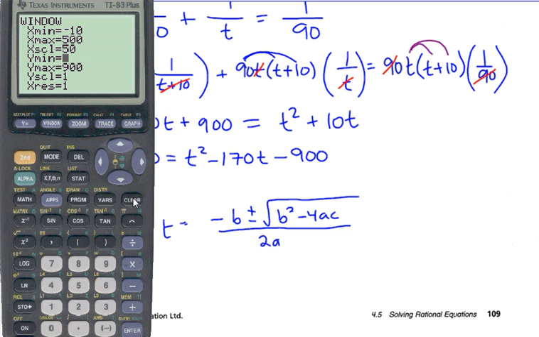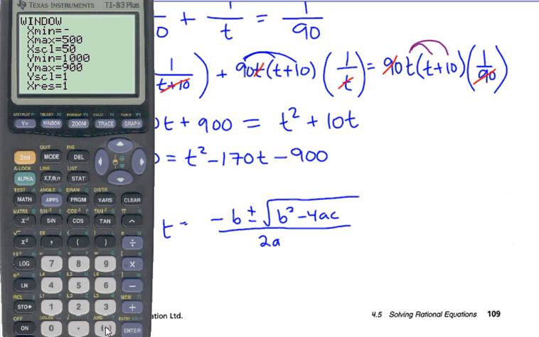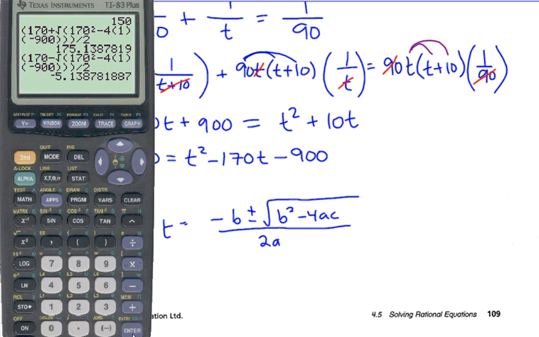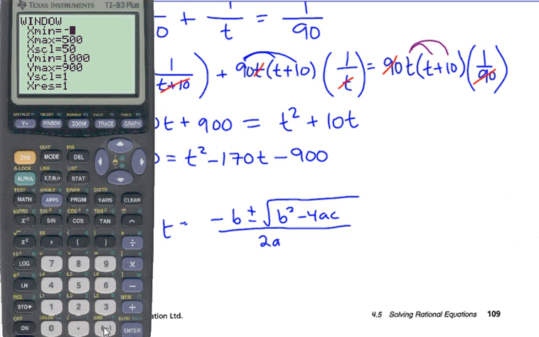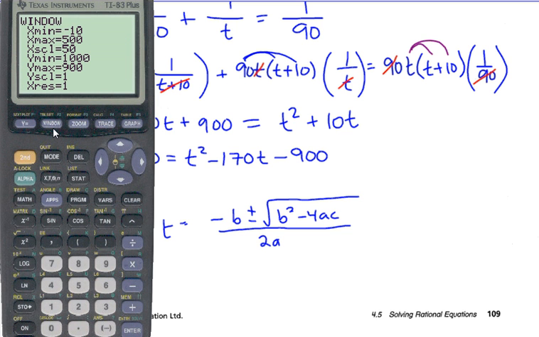You can also use the zoom feature on your calculator and just keep zooming out. Oh, what's wrong with my windows? Negative, not minus. Sorry, guys. Negative 10. Y min 50. Oh, I thought I changed that. Okay, so we want our 0 here, right?